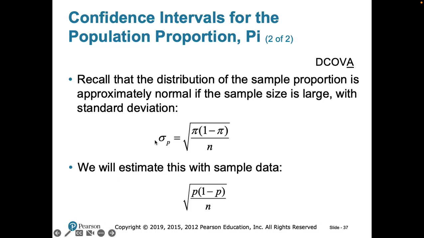The standard deviation of the proportion is going to equal the square root of pi times 1 minus pi divided by the sample size, and we estimate this with the sample data. So here is the proportion, times 1 minus the proportion, divided by the sample size.